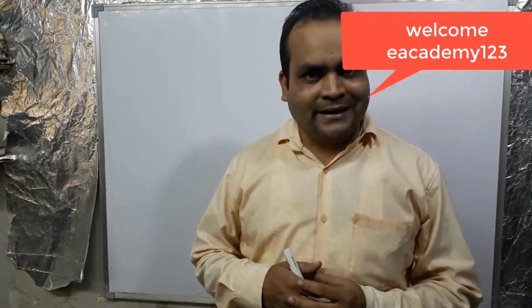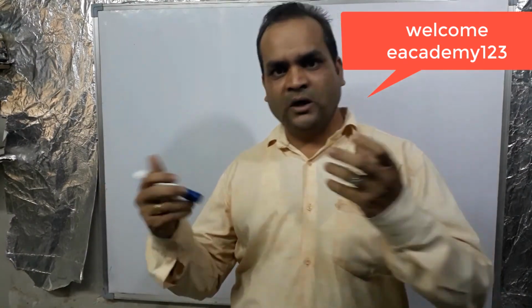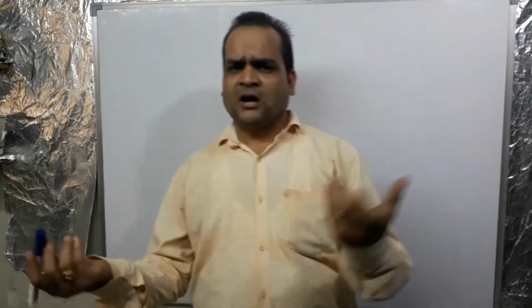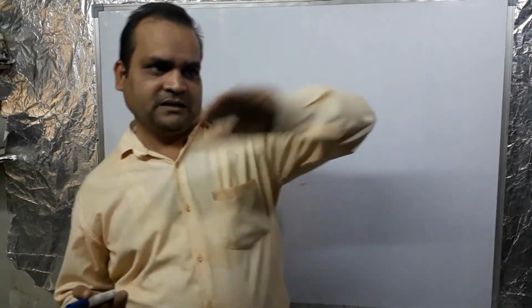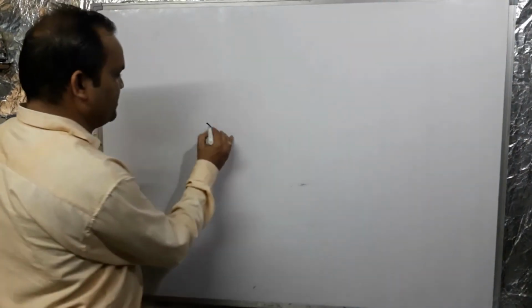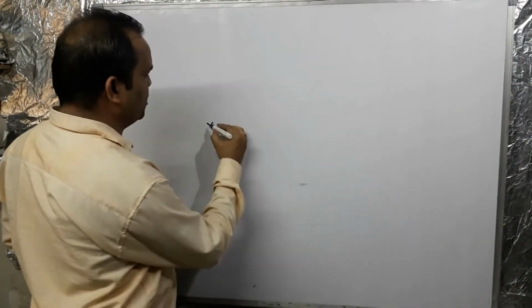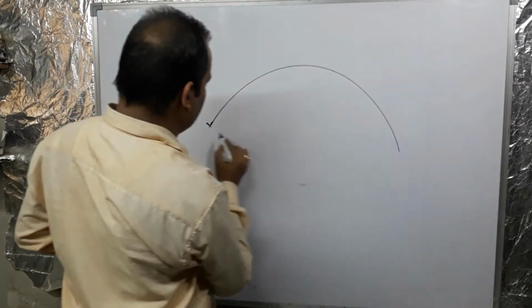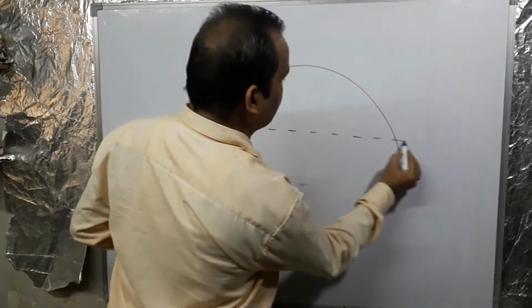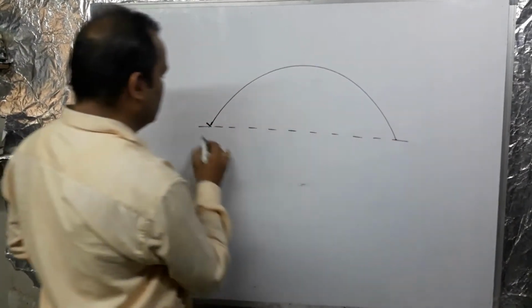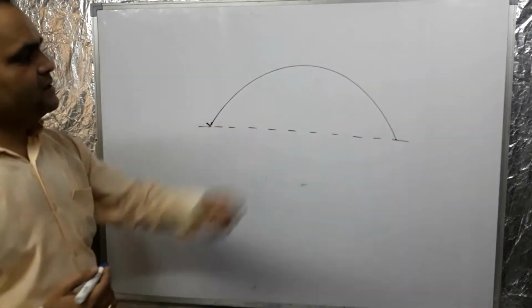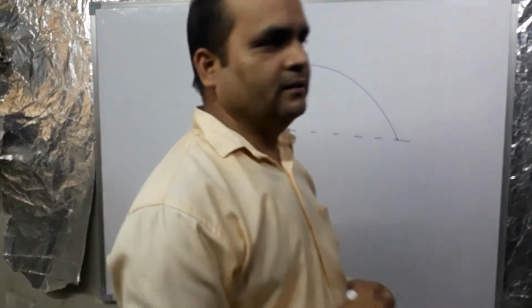Today we will discuss how to find the projectile equations when you throw some stone or body from near the earth's surface, and the traveled path is like that. Suppose that from here you are projecting some body; it will follow a path like that and will hit the ground here. This is the path. It is like a parabolic path.